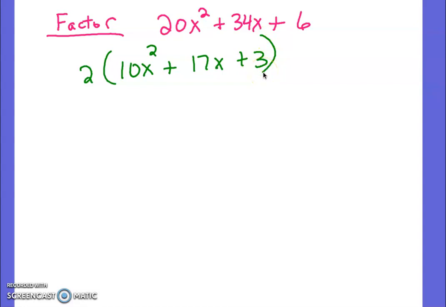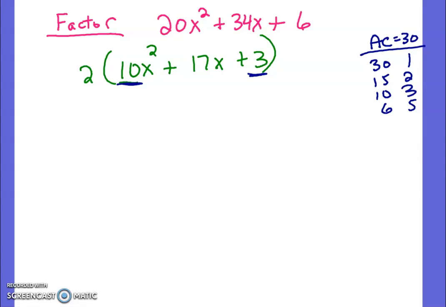Now, can it be factored more? Well, yes, and notice this first number is not a 1, so we're going to have to factor by grouping, or use, it's also called the AC method. So you're going to multiply the A and the C, and that's 30. So AC equals 30. And again, think of all the multiples of 30. So 30 times 1, 15 times 2, 10 times 3, and then 6 times 5. And again, you could list all the negatives as well, but everything in this problem is positive, so I don't have to worry about any negatives.